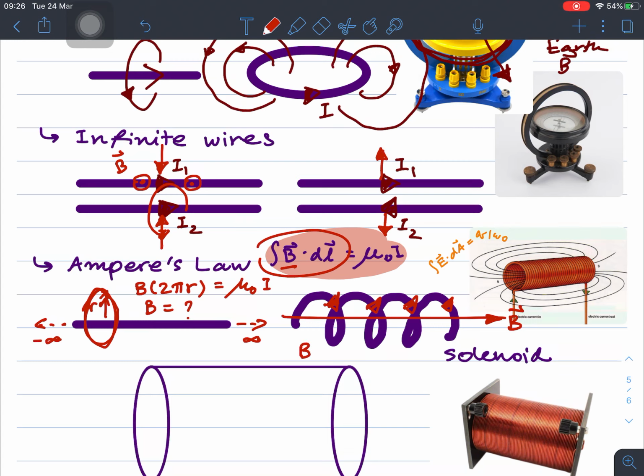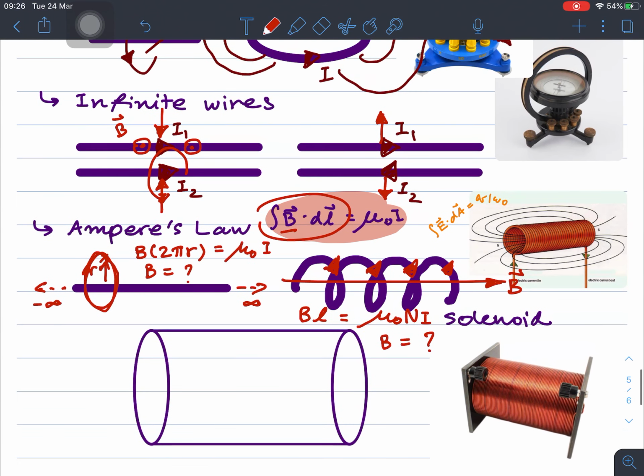From the left hand side, I just multiply the magnetic field by the length of the solenoid, and on the right hand side, I just multiply the current by the number of turns. So like in this example, 1, 2, 3, 4, it consists of 4 turns, so n is equal to 4 in this case. And then you can solve for the magnetic field inside the solenoid.